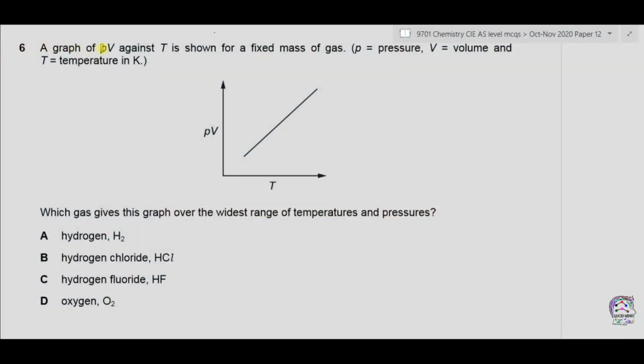Question 6. A graph of PV against temperature is shown for a fixed mass of gas. P is pressure, V is volume, and T is temperature in Kelvin. Which gas gives this graph over the widest range of temperatures and pressures? This graph shows the relation between pressure, volume, and temperature. As the temperature is increased, the pressure of gas also increases and the volume of gas also increases. So pressure times volume will also increase, therefore the graph is a straight line.